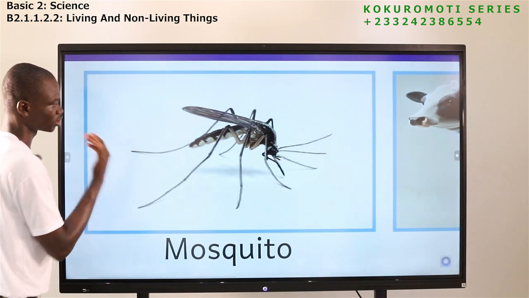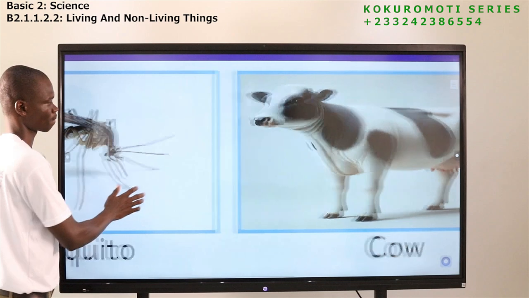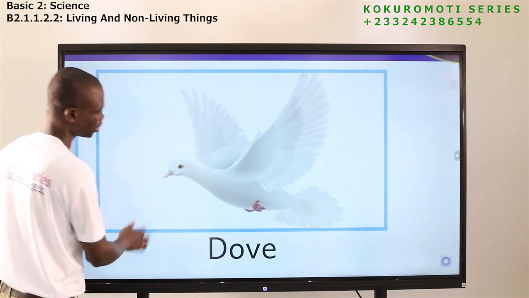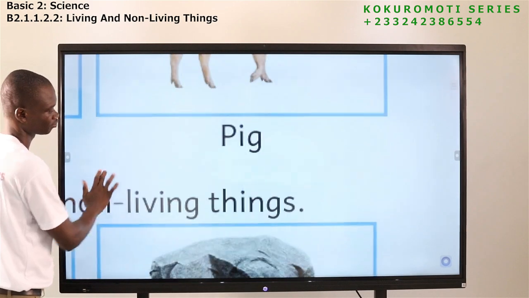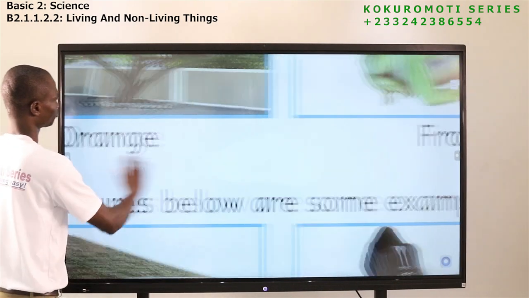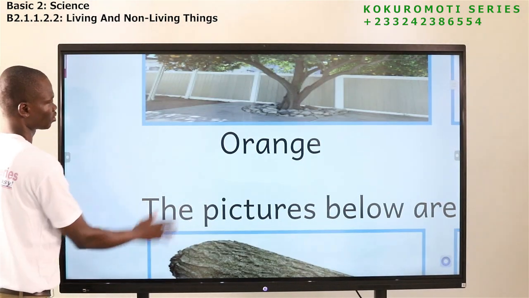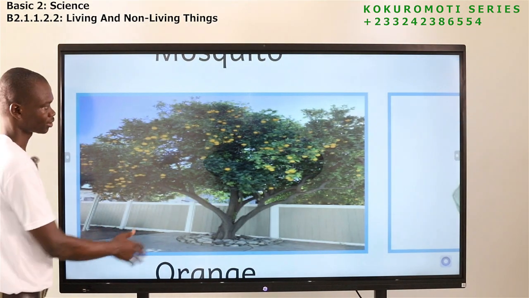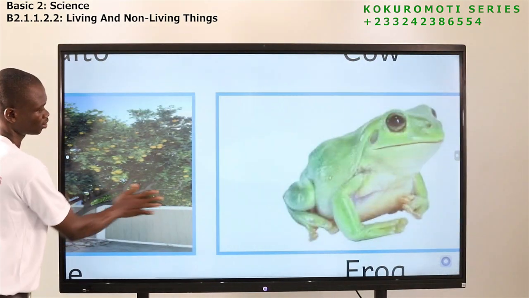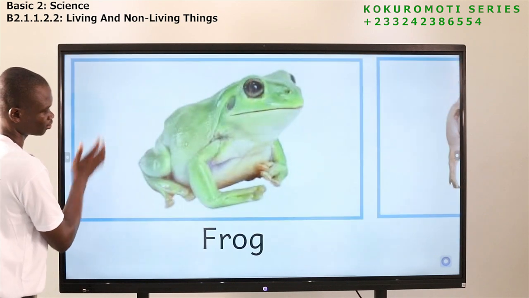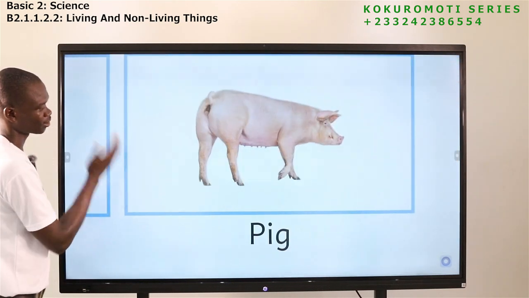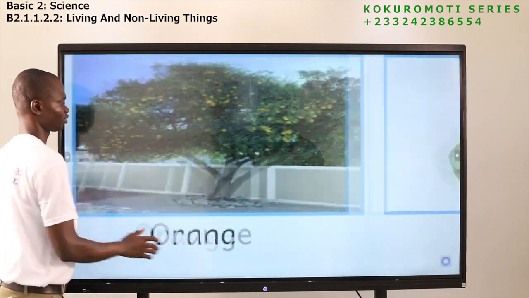What do you have here? We have mosquito. We have what? Cow. We have dove here. What do you have? We have orange plants. We have what? Frog. What do you see here? Pig. Okay.